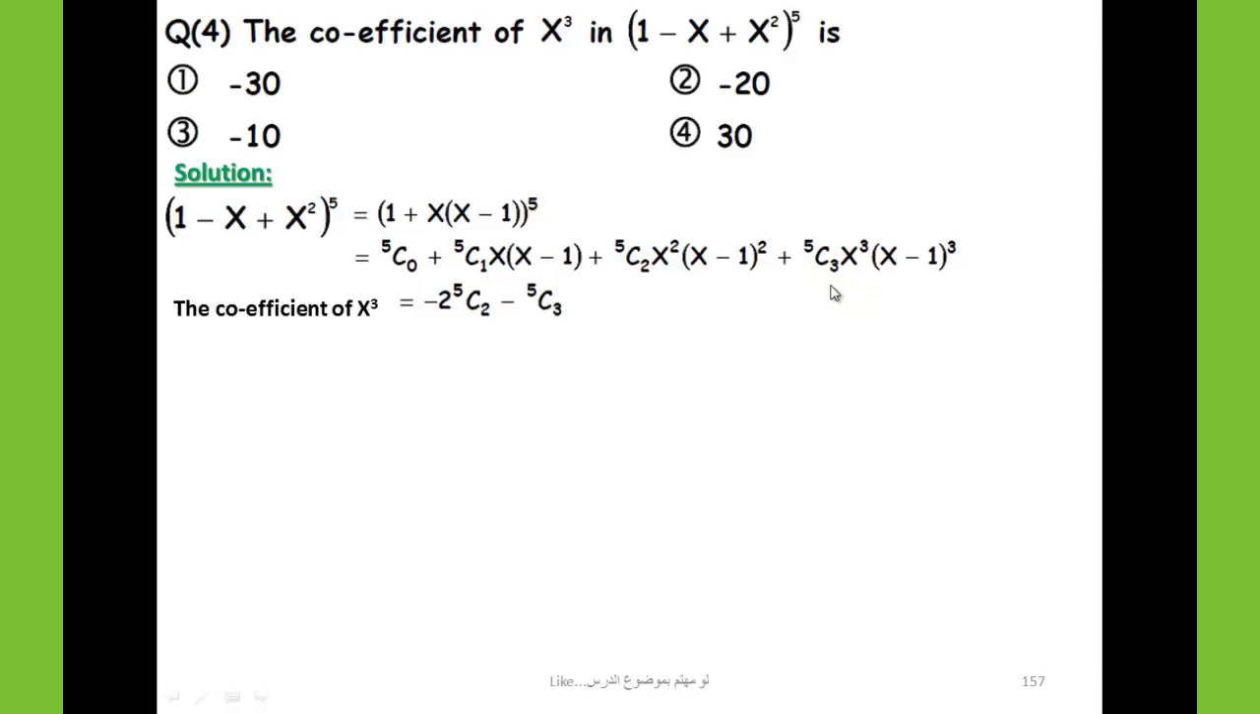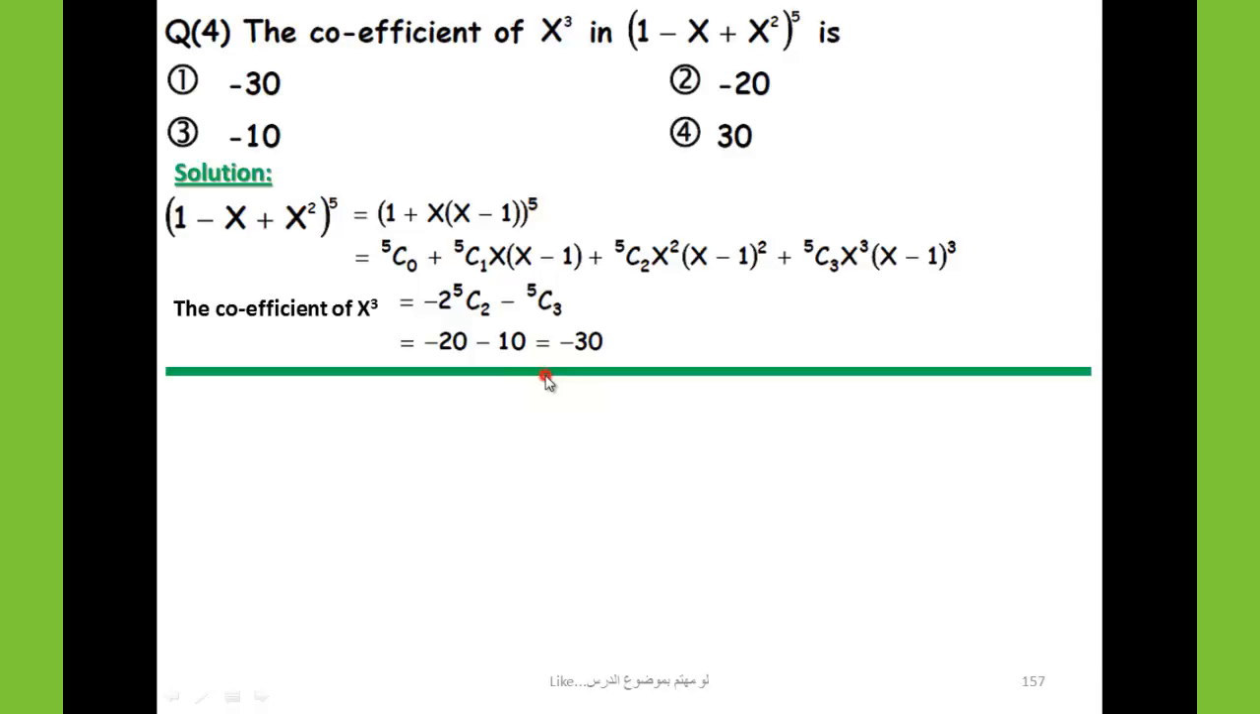After you expand this, we get 1 multiplied by 5c3 x power 3. So one of the terms of this expansion is 5c3 x power 3, and its coefficient is negative 5c3. We write it here, and we calculate it. We get negative 20 minus 10, which equals negative 30.